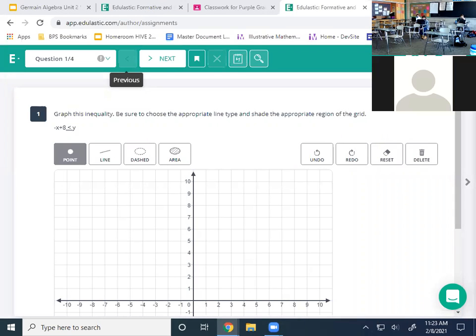Hi, Max. We are on the warm-up, which is the Edge Elastic assignment that's posted in Classroom. It says Lesson Algebra Unit 2, Lesson 23 warm-up is the Edge Elastic assignment.